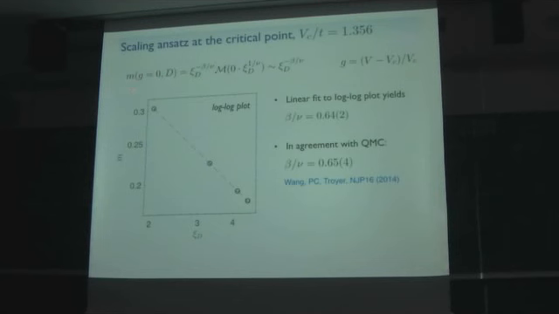The first example is at the critical point. If G equals 0, then what we expect is a power law with psi d to the power of minus beta nu. So what we can do is take our data at the critical point and make a log-log plot, and by making a linear fit, we can extract the ratio of critical exponents, which we find here is in good agreement with the quantum Monte Carlo result.